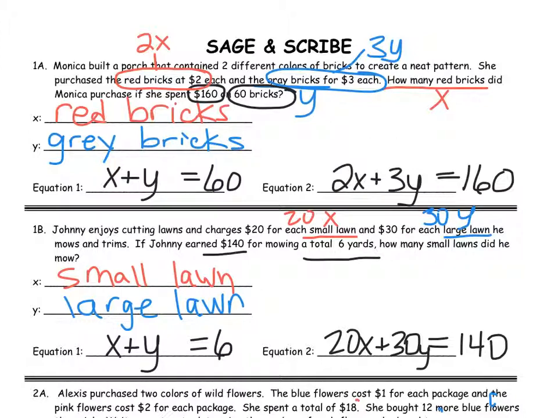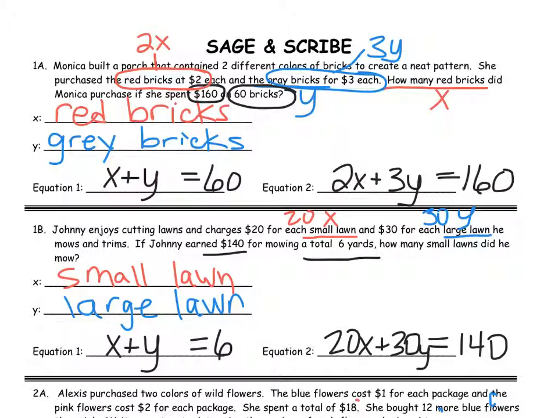Okay, so our two variables are the small lawns and the large lawns. So I went through and I underlined small lawn and gave it an X, and large lawn and gave it a Y. Then I went ahead and just added the money to it because I knew that it was $20 per each small lawn, so I did 20X, and $30 for each large lawn, 30Y. Then I went down and found my totals. I had a total of 6 yards, and I also had a total of $140.